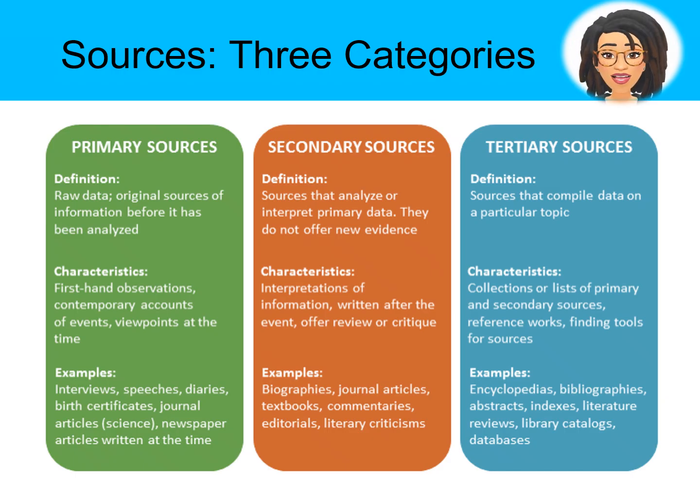You'll use primary sources, which is raw data, the original source of information before it has been analyzed. Secondary sources, and these are sources that analyze or interpret primary data. They do not offer new evidence. And tertiary sources, and these are sources that compile data on a particular topic. For this upcoming essay, you will be required to use at least one primary source. The rest of them can be secondary or tertiary.